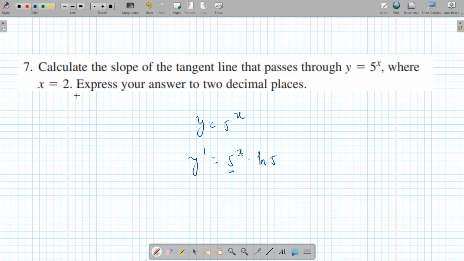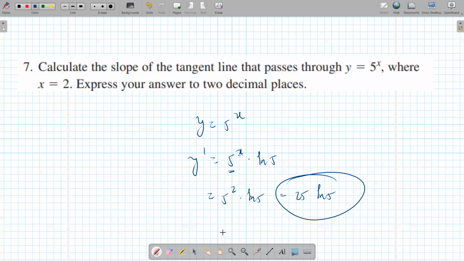And then the next part, you just plug 2 in there as x. So 5 squared times ln 5, that's going to be 25 ln 5. So this is the answer when you plug this in a calculator. That is it. That's all you have to do. Okay, slope of the tangent. First, you find the derivative, and you plug the x value in there.